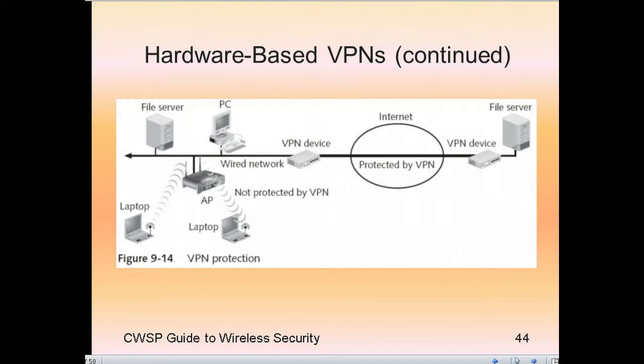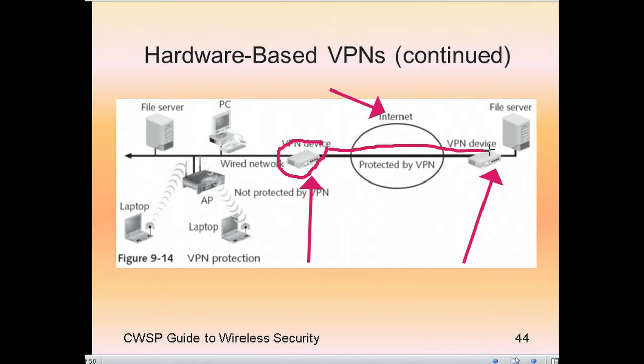Hardware-based VPNs, in this case we have the VPN device, and this is going to be our tunnel type arrangement when we go from point to point here. So we have the VPN device at each end, and then we're going to cross the internet. The encryption and decryption are going to happen on the VPN device, and it's going to be encrypted as we go across the network. The red's going to be the encrypted data.